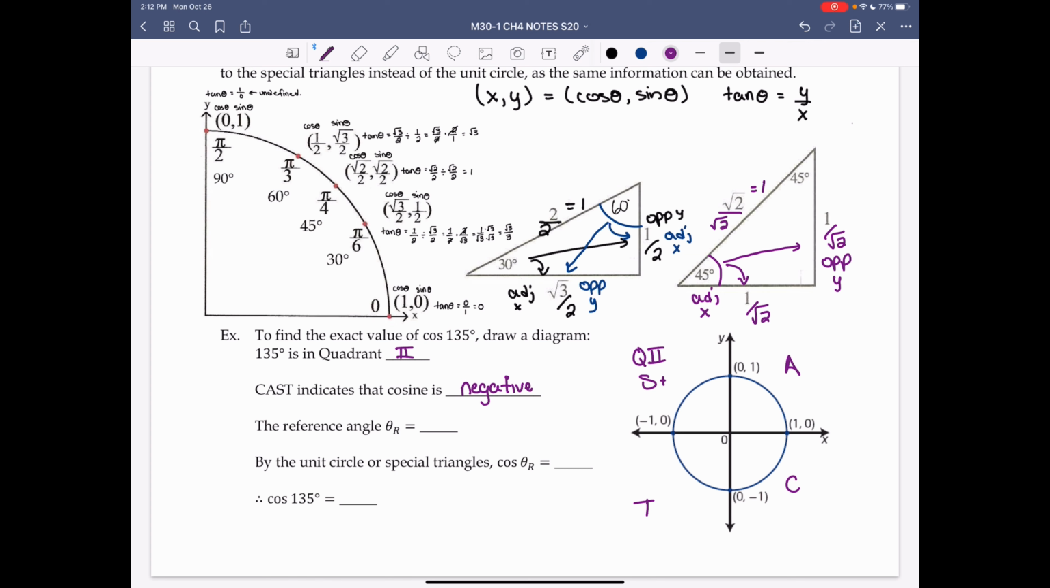The reference angle theta r equals, it's in quadrant 2, so if we start with 180 degrees and subtract our angle of 135, what do we get? We're left with 45 degrees. So theta r is 45 degrees, which means our terminal arm is about there, halfway between the x and y axes. That's 45 degrees. And theta is 135 degrees.